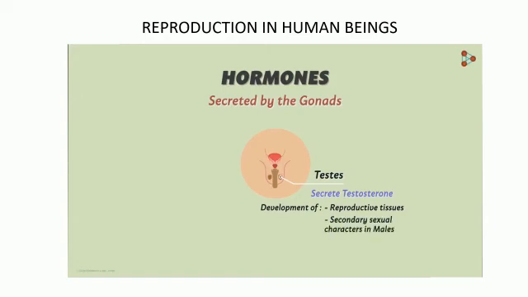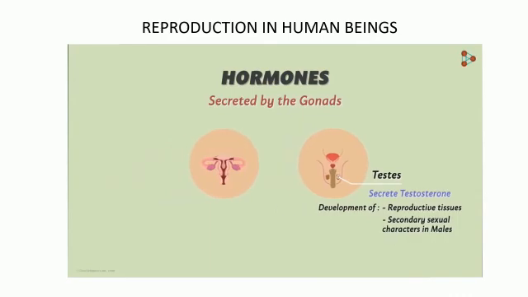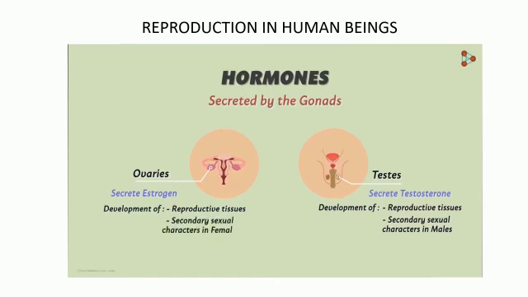sexual characters in males. And the same is applicable to the female sex hormone called estrogen secreted by the ovaries. It brings about the development of female reproductive tissues. At the same time, it takes up the responsibility of developing the secondary sexual characters in the female individuals.